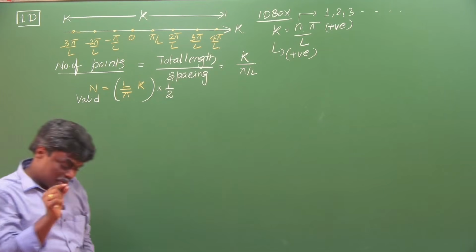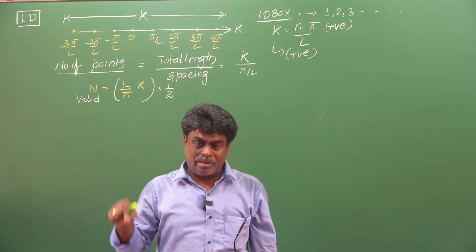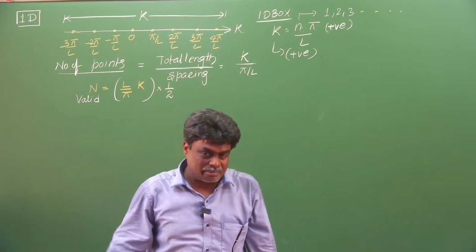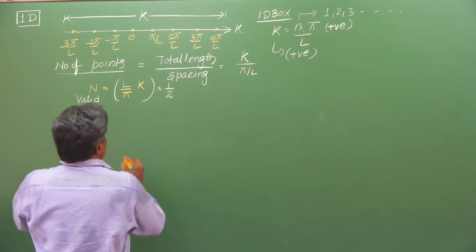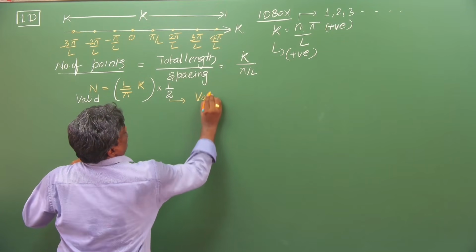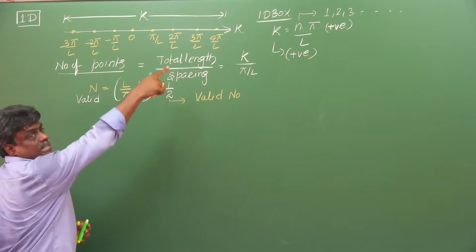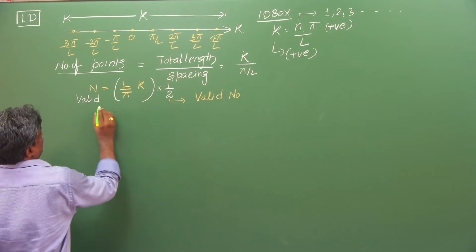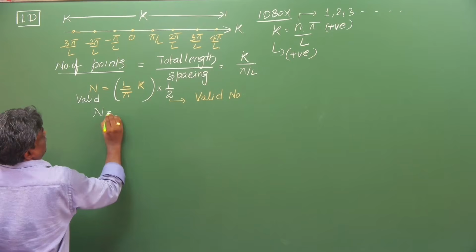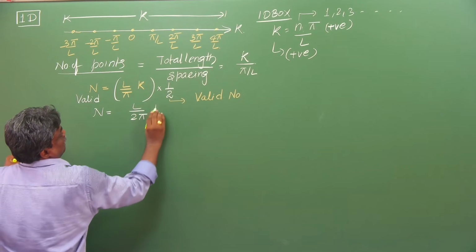That's why in textbooks, first they write some number and multiply with 1 by 2, 1 by 4, 1 by 8, something like that. I hope everybody understands. This 1 by 2 is for the valid number; I have explained the reason there. Now I hope everybody got n equal to L by 2 pi into k.